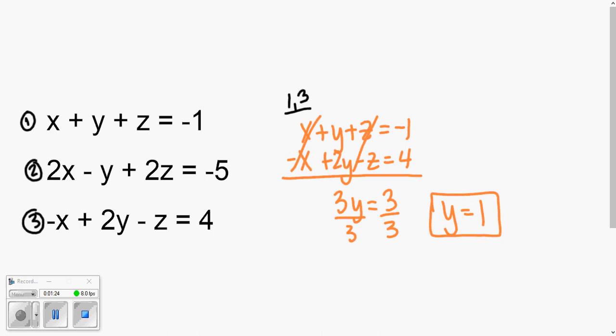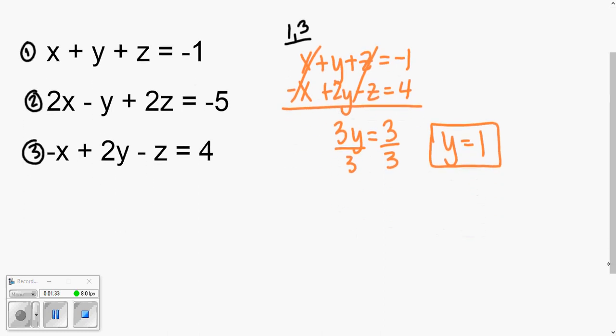Next, because I chose to eliminate x in 1 and 3, my next job has to include eliminating x with equation 2. I don't have a choice. So I'm going to use equation 2, and then I'm also going to use equation 3 multiplied by 2. So again, what I just wrote down is my own notation so that I know what's going on.